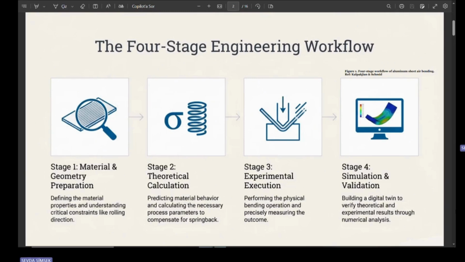From an engineering perspective, the sheet metal bending process can be examined in four main stages. In the first stage, material properties and geometric parameters are defined. In the second stage, the theoretical calculations are performed to predict material behavior and the springback effect. In the third stage, experimental bending is carried out using the determined parameters. In the final stage, the process is validated through numerical simulation. In the study, all four stages were applied systematically.